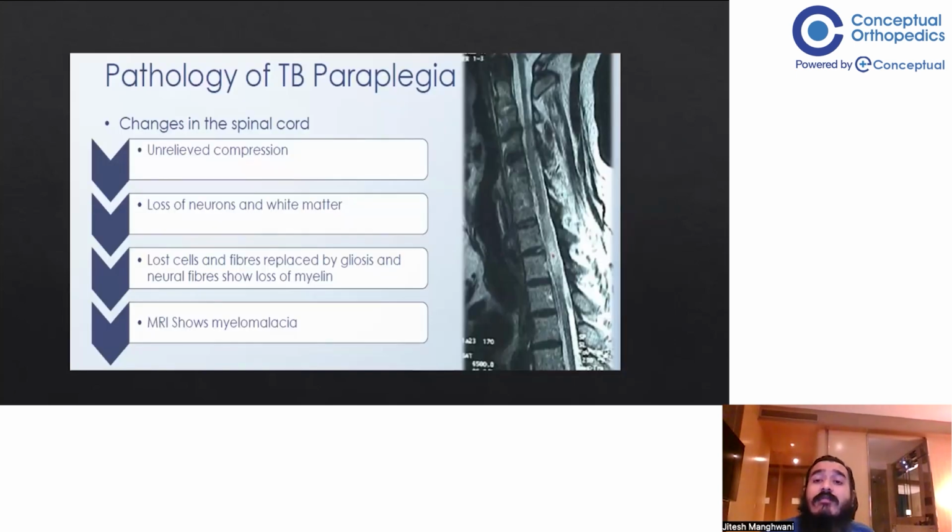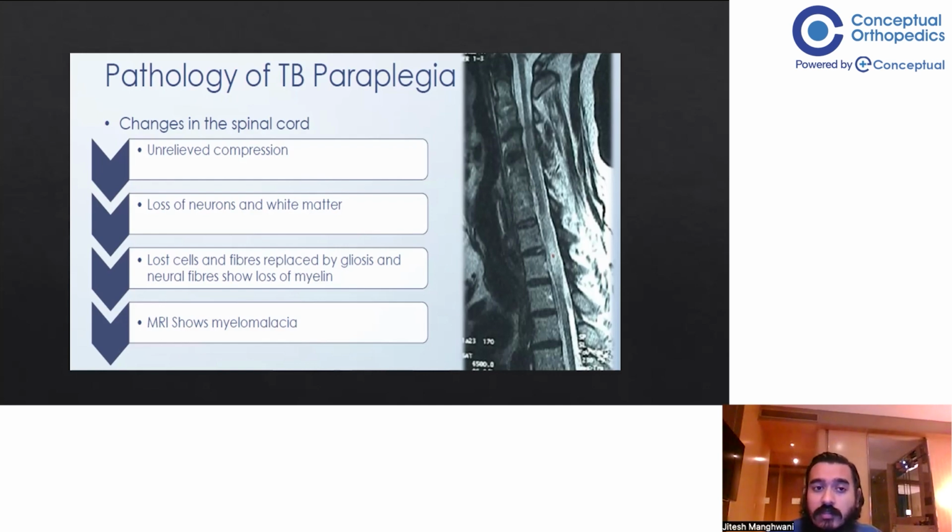Pathology of the TB paraplegia. So there are changes in the spinal cord if there is unrelieved compression. This compression causes the loss of neurons and the white matter. And this loss of neurons and white matter causes a loss of cells and fibers, replacement by gliosis, and neural fibers show loss of myelin, which finally is evident on the MRI in the form of spinal cord edema or myelomalacia.